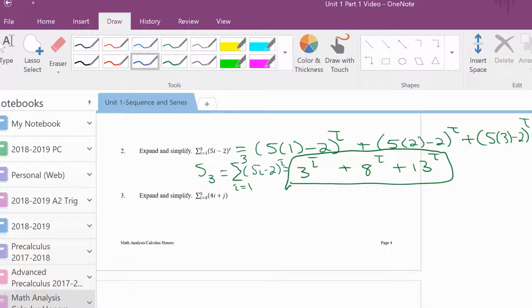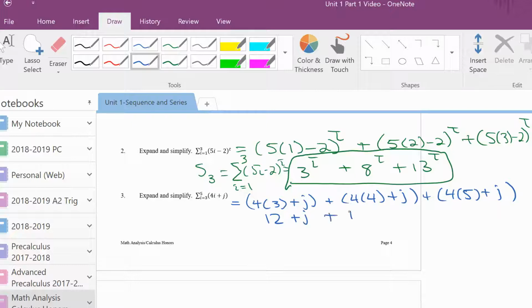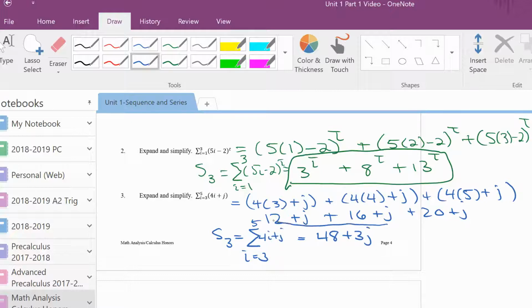Here's another one where there's a variable, so we'll expand it. In this case, we have 4 times 3 plus j, plus 4 times 4 plus j, plus 4 times 5 plus j. So we have 12 plus j plus 16 plus j plus 20 plus j. When you add it up, you have 28 plus 20, 48, plus 3j when you combine like terms. So now we say the sum of the 3 terms, as i starts with 3 and ends with 5, of 4i plus j equals that. So that is our whole answer.